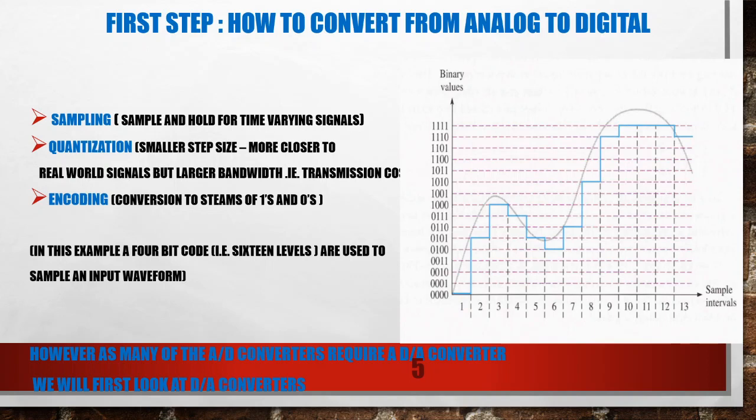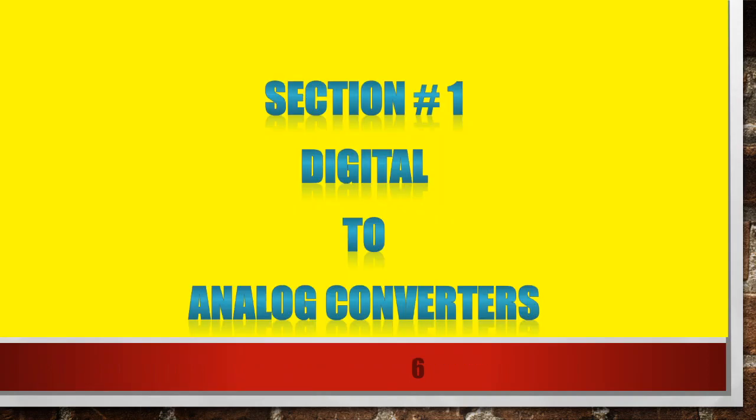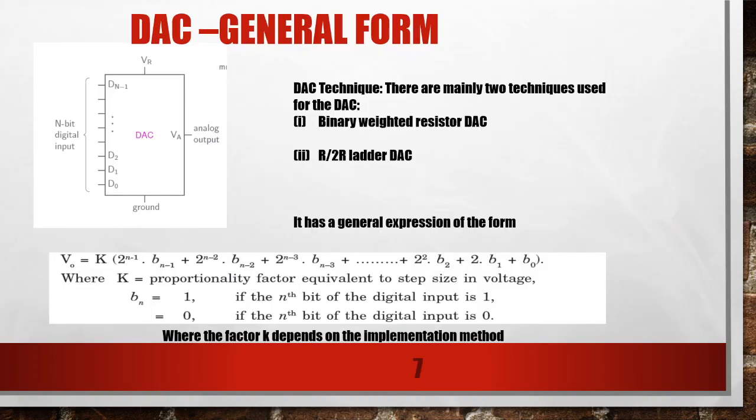So what we'll do is we'll first look at digital to analog converters. Now a DAC has a general form, say a circuit like this. There are n inputs depending on the number of bits you are using, and it generates a corresponding analog output. The general form is something like that. V0 equal to K times the expression in the bracket, which is something like, if you convert a binary number to a base 10 number, then we get something like that.